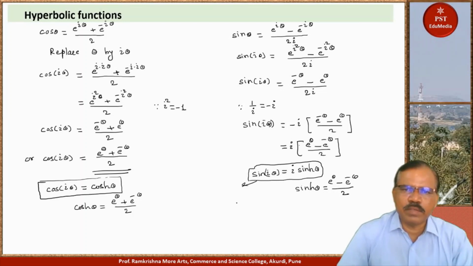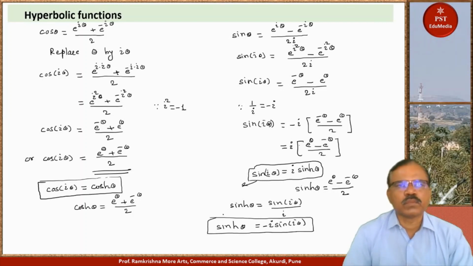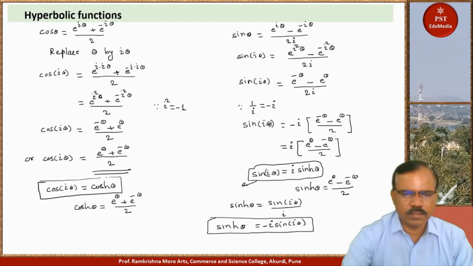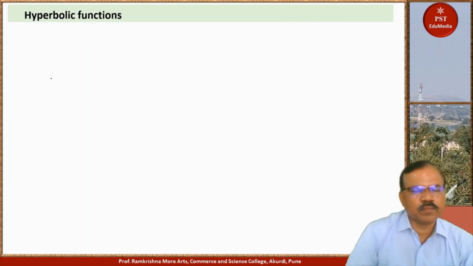Now from this again we can write sin hyperbolic theta is equal to sin i theta upon i. So we can write here minus i sin i theta. This is sin hyperbolic theta. So this is another identity also. Now we'll see a number of identities.